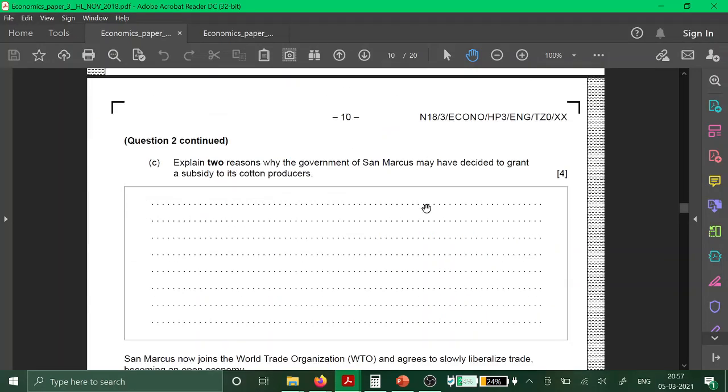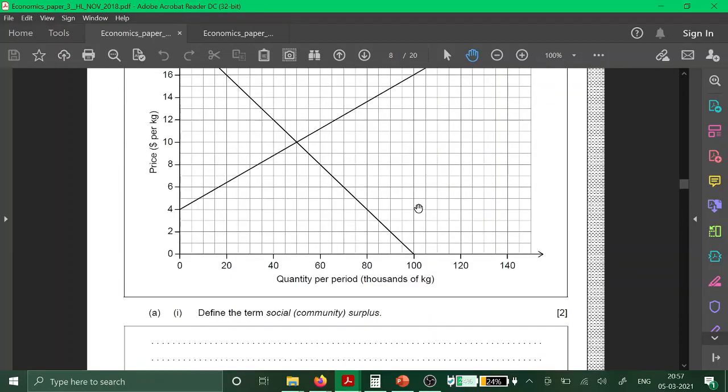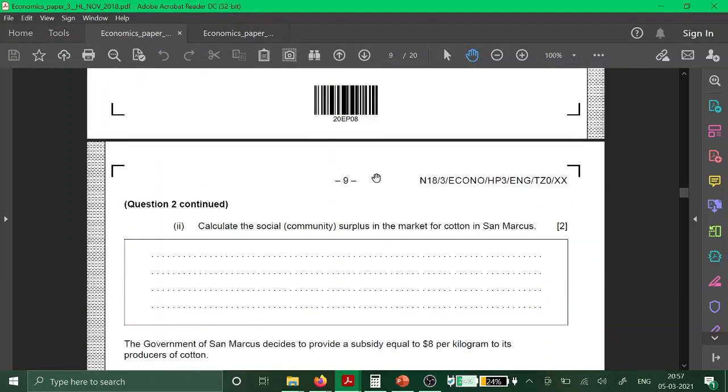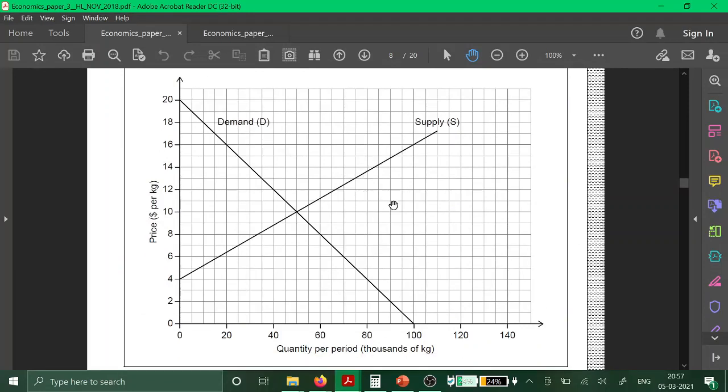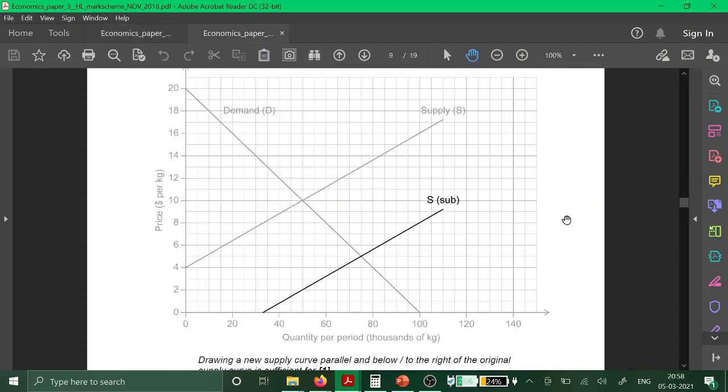Let's go to that figure, B2. Is this the one? Yes. Okay, let's go to this one. At $2, how much is it? The world supply curve will be at $2, right? A horizontal line.